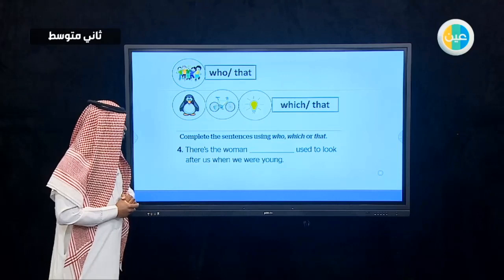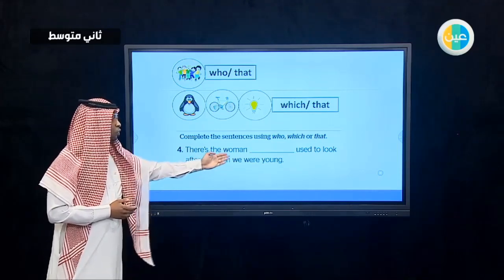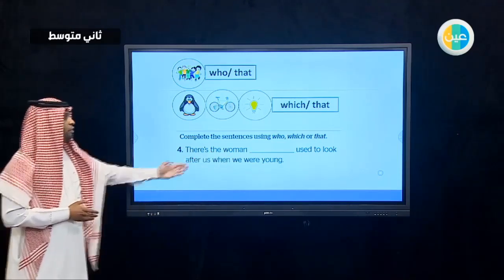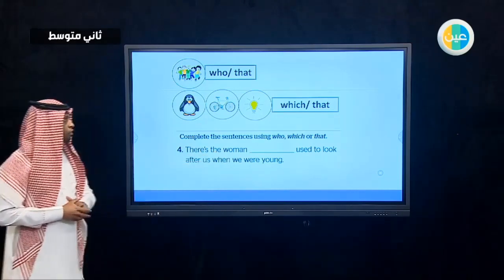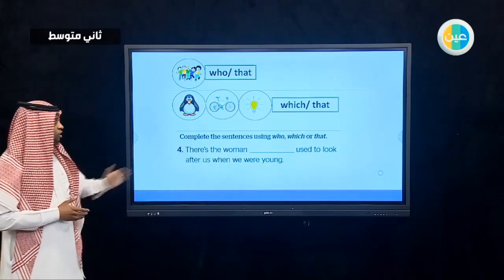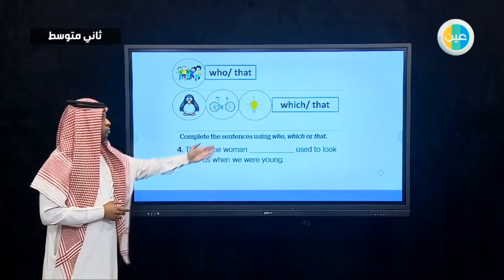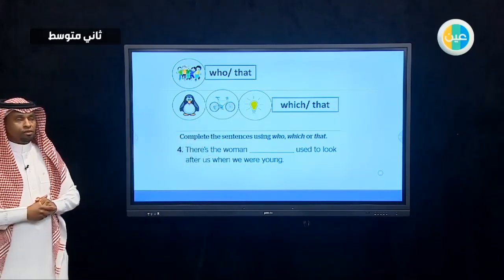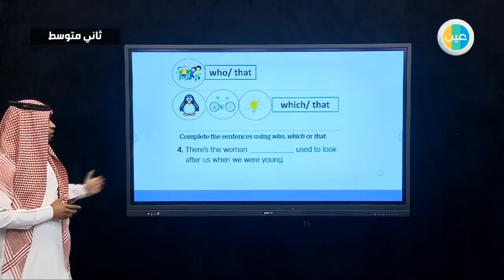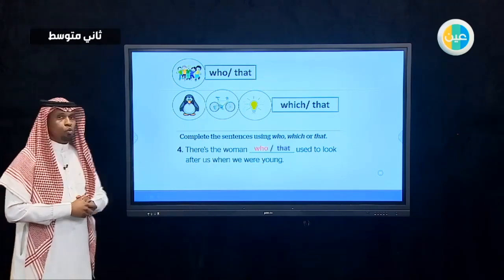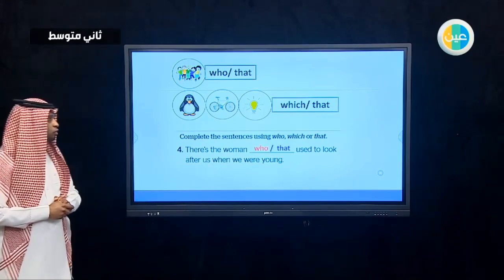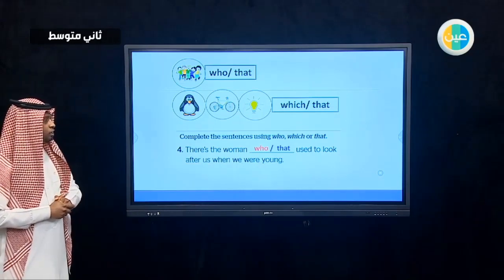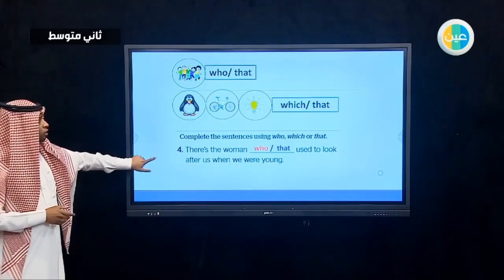Now, the third sentence: there is the woman used to look after us when we were young. What do you think? The woman. Can we say there is the woman which? No. Good. We can say who or that. That used to look after us when we were young.